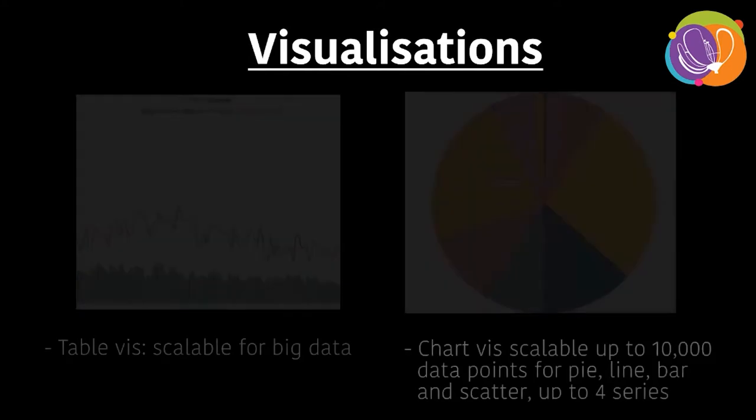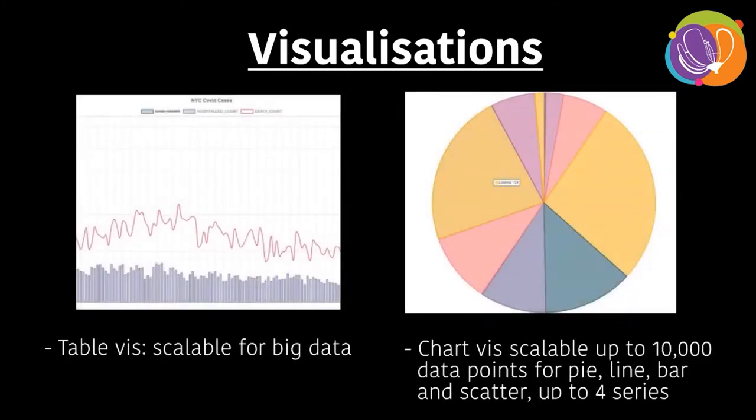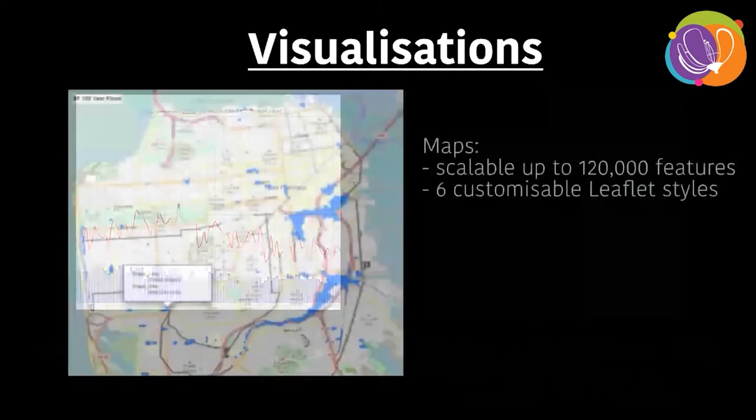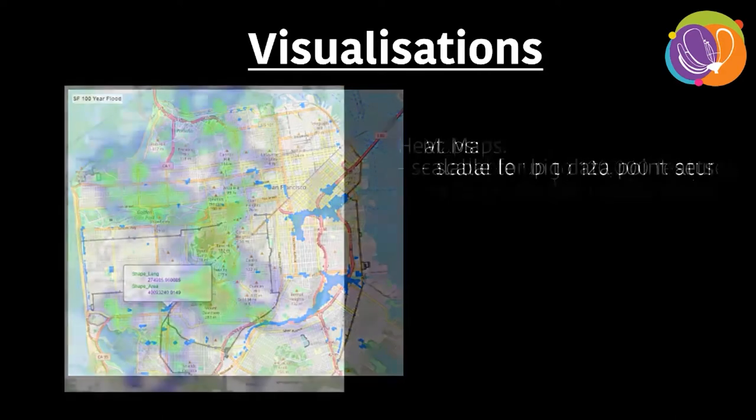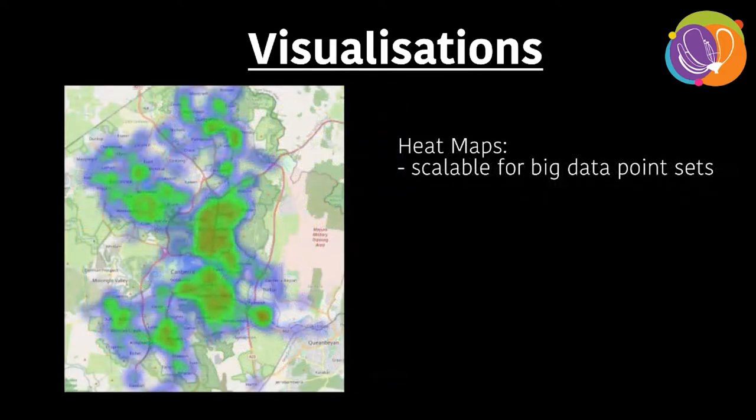So there's a wide variety of visualizations available. Table visualizations are scalable for big data. Chart visualizations are scalable up to 10,000 data points for pie, line, bar, and scatter charts, up to four series. Maps are scalable up to 120,000 features, with six custom or Leaflet styles. Heat maps are scalable for big data sets.